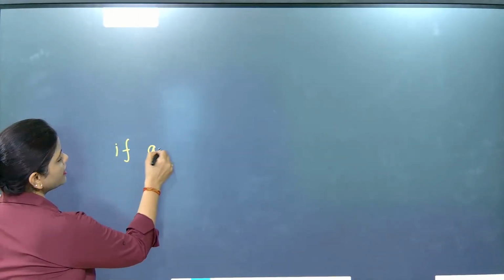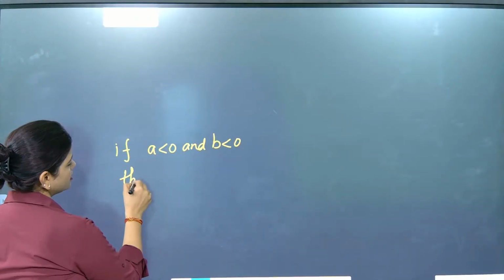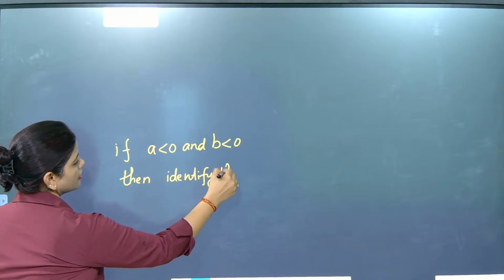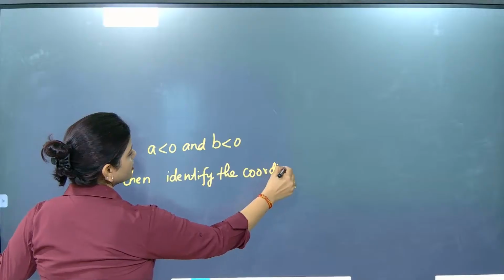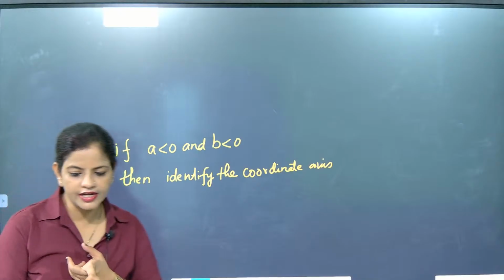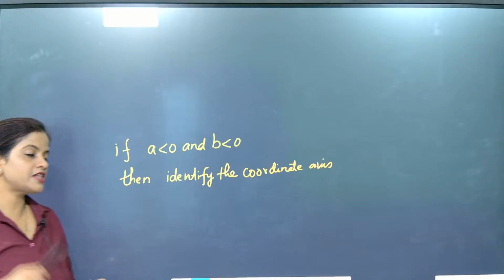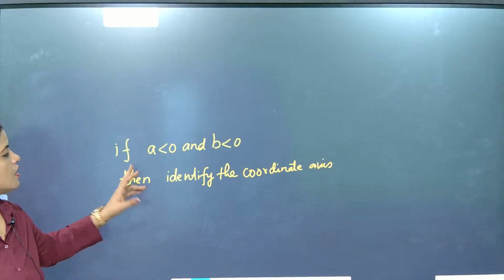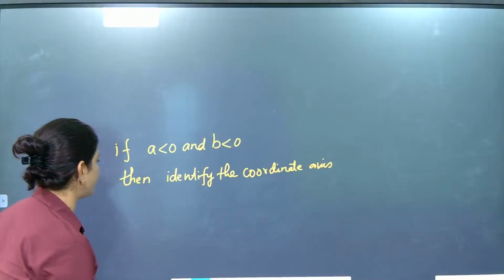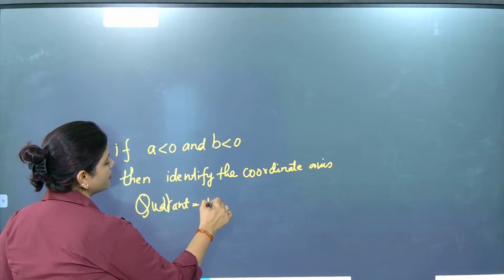If a is less than 0 and b is also less than 0, then identify the coordinate axis. First they are telling identify the coordinate axis. Means it belongs to which coordinate axis? Which exactly coordinate axis means where it will be. So which quadrant it will be? Yes. So we are going to talk about the third quadrant. So the quadrant is coming as third.